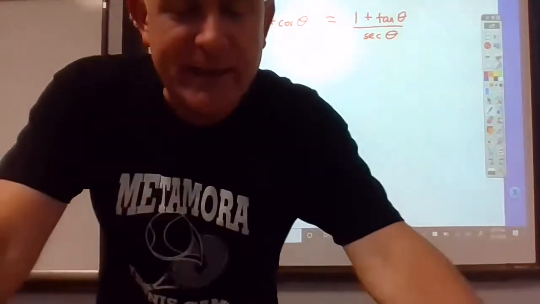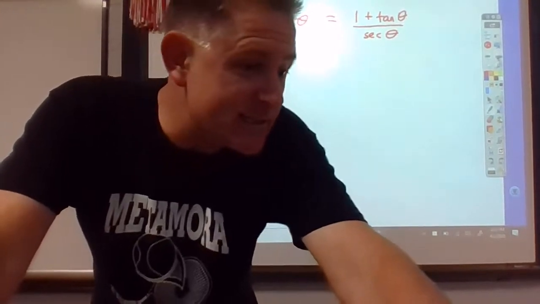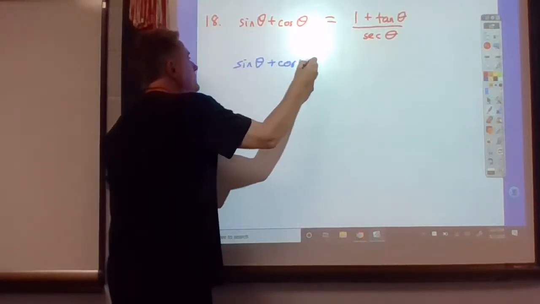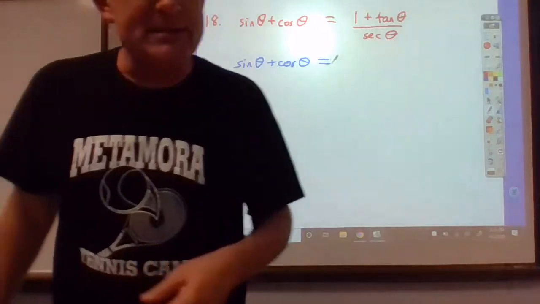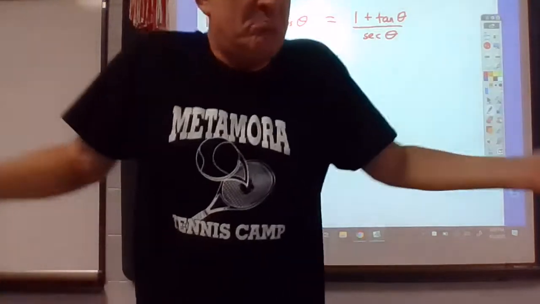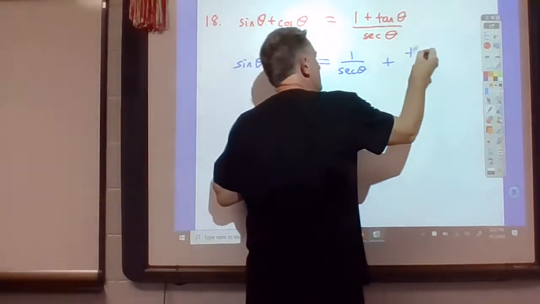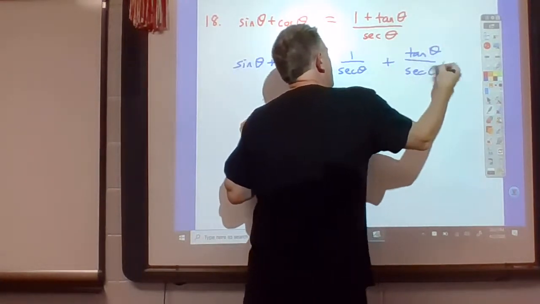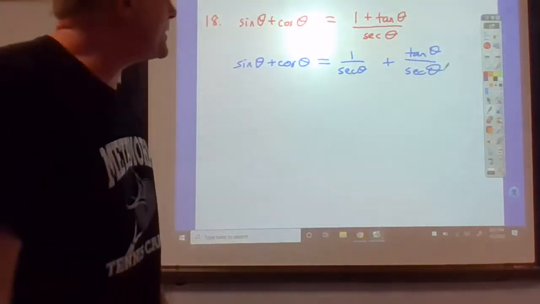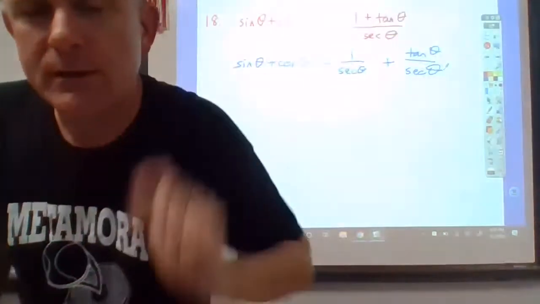The left-hand side doesn't look like I can do much to it, so I'm going to focus on the right-hand side. There's probably a couple ways of doing this. The first thing I want to try is to split the right-hand side apart and have 1 over secant and tangent over secant. I don't know if that's going to work or not. But it's a legit algebra step. I mean, I haven't made a mistake yet. If I make a mistake, I'm in bad shape. But for now, I haven't made a mistake. I know that 1 over secant is cosine.